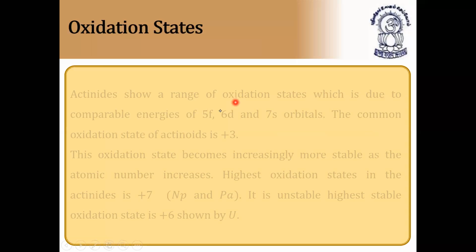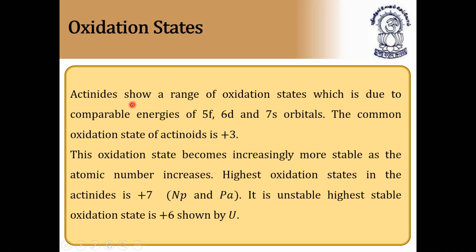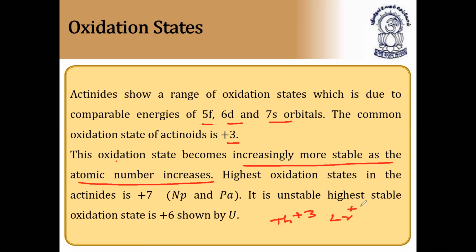Next, continuation. What are the common oxidation states of actinoids? Actinoids show a range of oxidation states, which is due to comparable energies of 5f, 6d, and 7s orbitals. The common oxidation state of actinoids is +3. This oxidation state becomes increasingly more stable as the atomic number increases. So they'll ask based on this, which of the following are more stable? Th +3, lawrencium +3, and americium +3. So which is more stable?